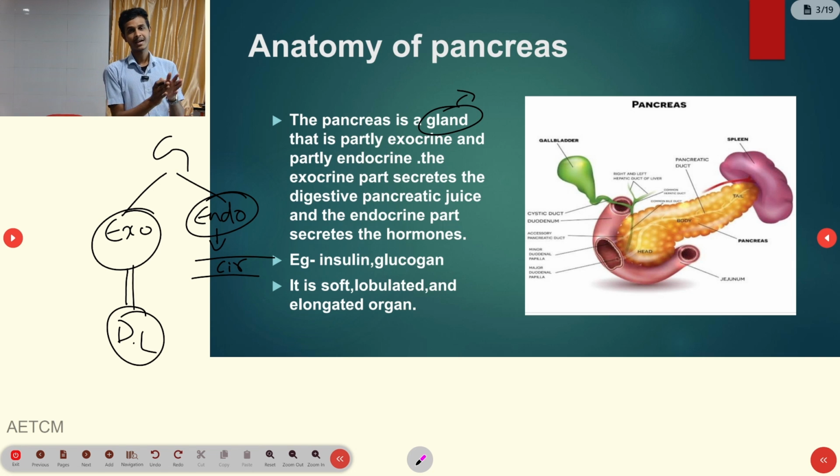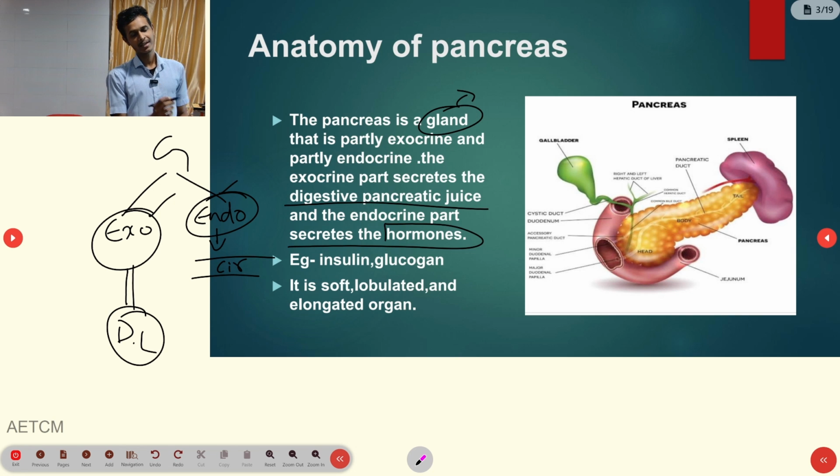A note on the pancreas: it has a special feature. It is the only gland that has both exocrine and endocrine functions. The endocrine part mainly secretes hormones like insulin, glucagon and somatostatin. Exocrine wise, mainly digestive juices, the digestive pancreatic juices, are secreted by the exocrine part. So these are the things we have to remember about the pancreas.